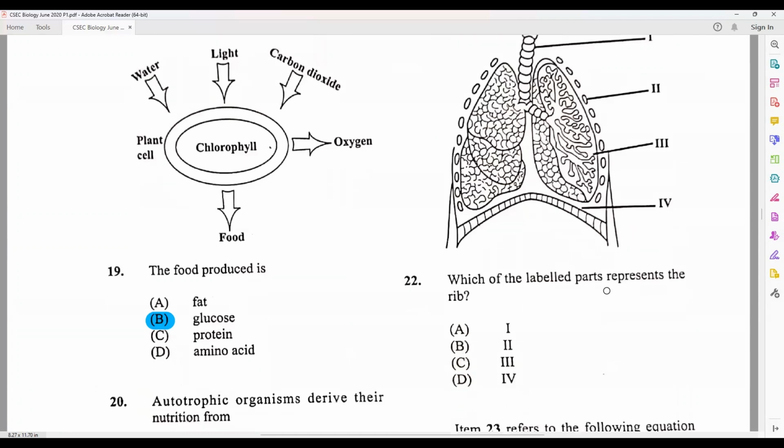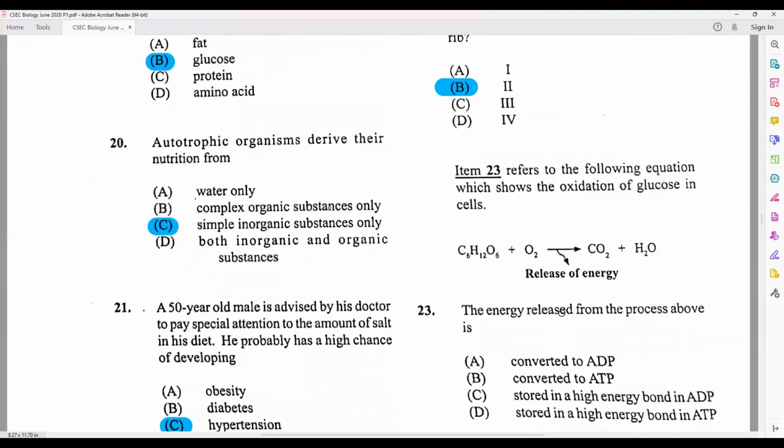Which of the labeled parts represent the ribs? Remember, the ribs form the rib cage. So it will be these little dots here, which makes it 2. B, the corresponding answer.